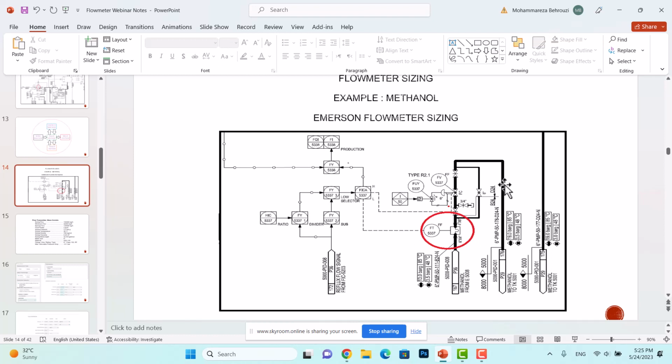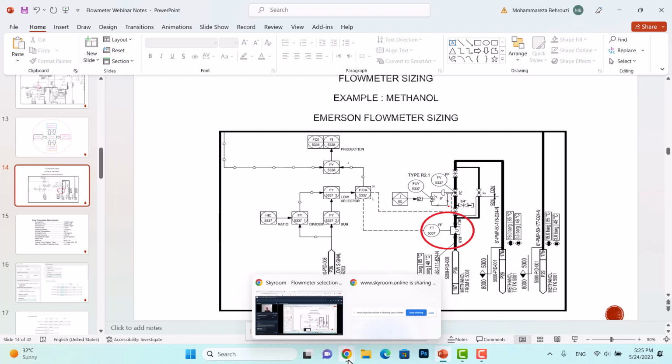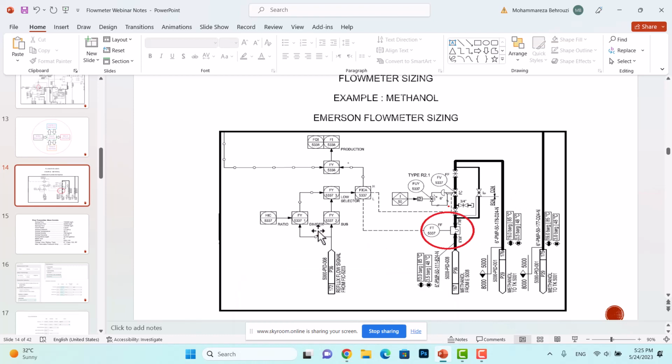Alongside Emerson Flowmeter Sizing, we also have Endress+Hauser's sizing applicator. You can go to the internet and later see how you can size your flow meters using that applicator from Endress+Hauser. And here I have prepared the websites. We're going to see their websites and how we can use them here.